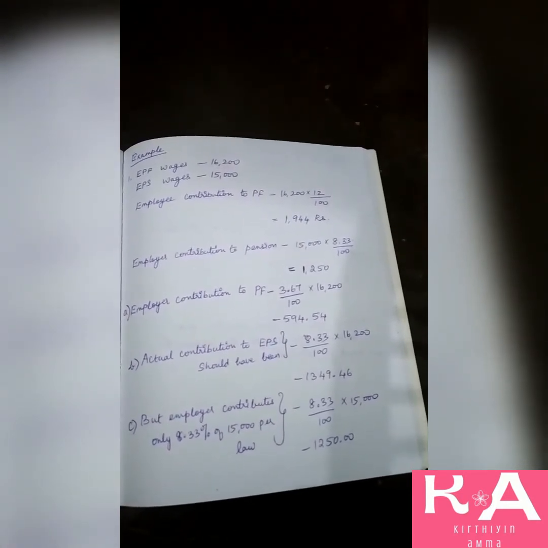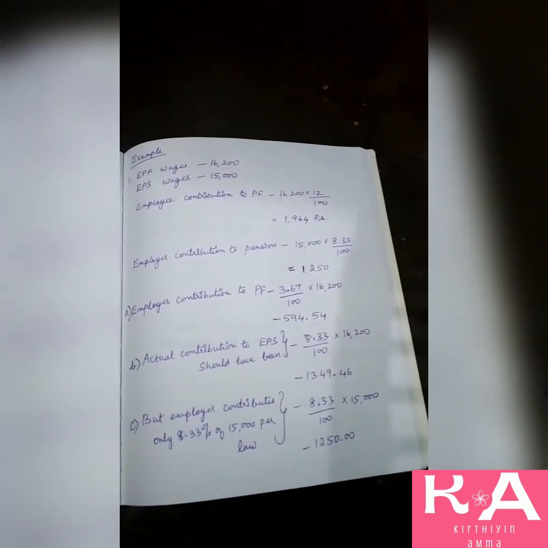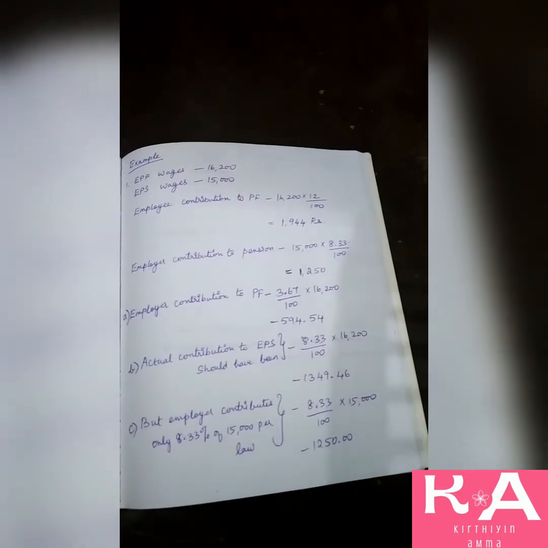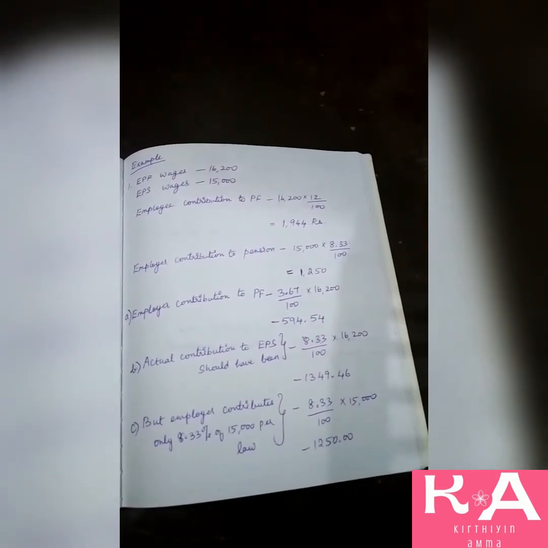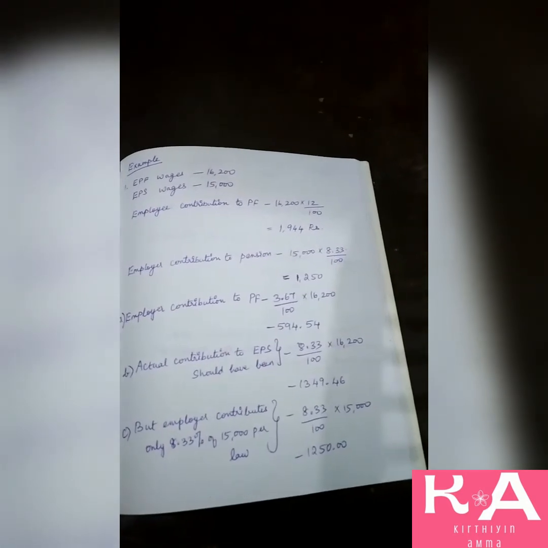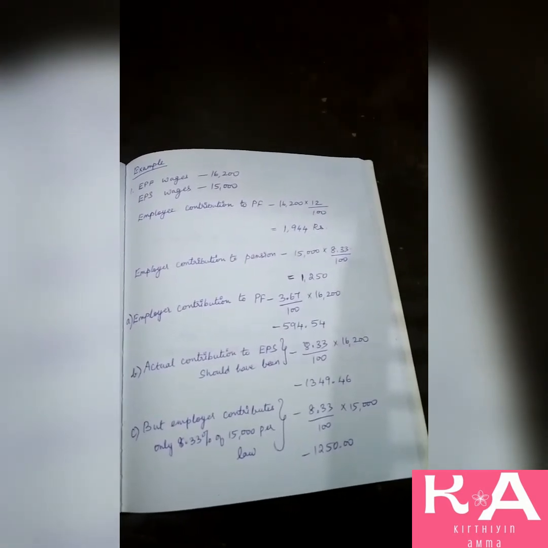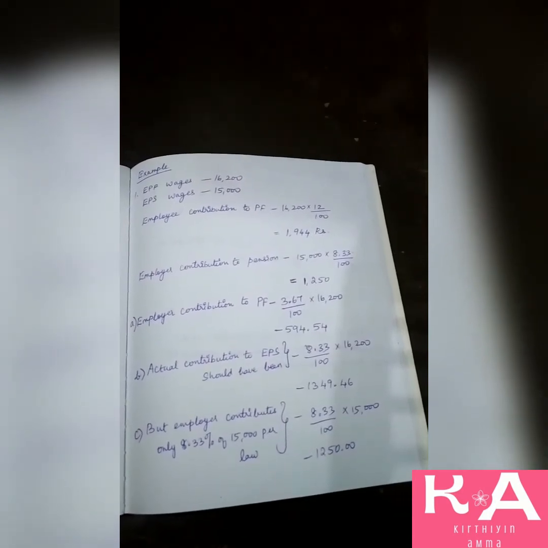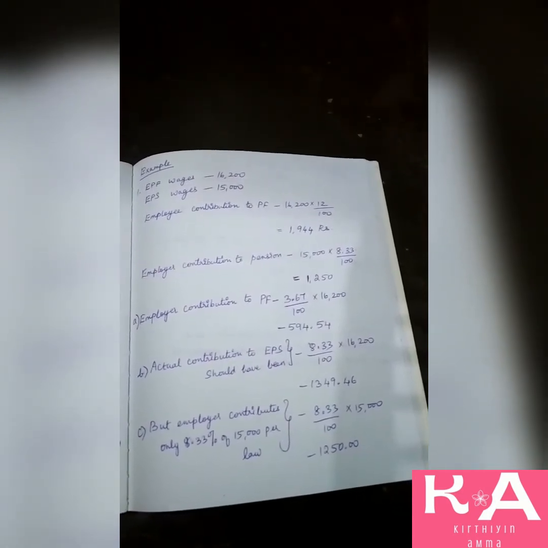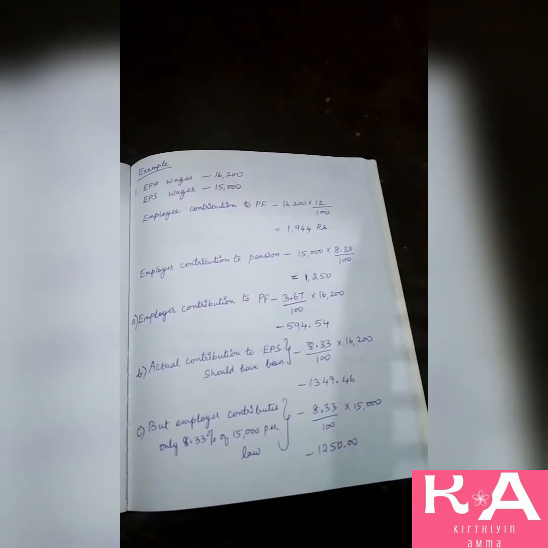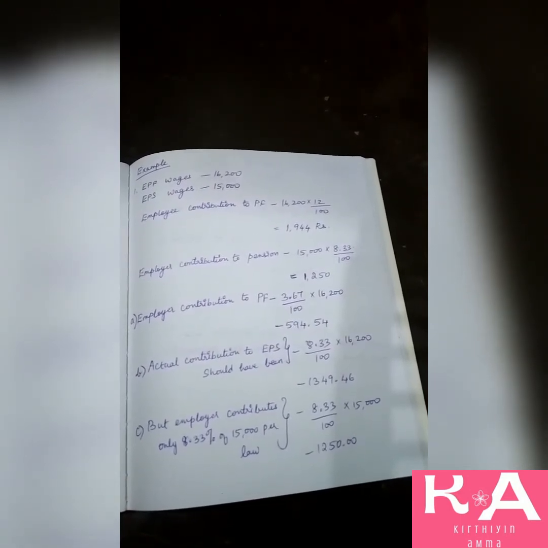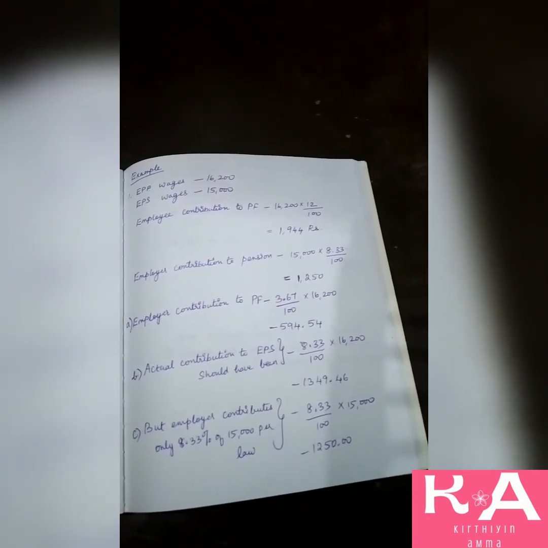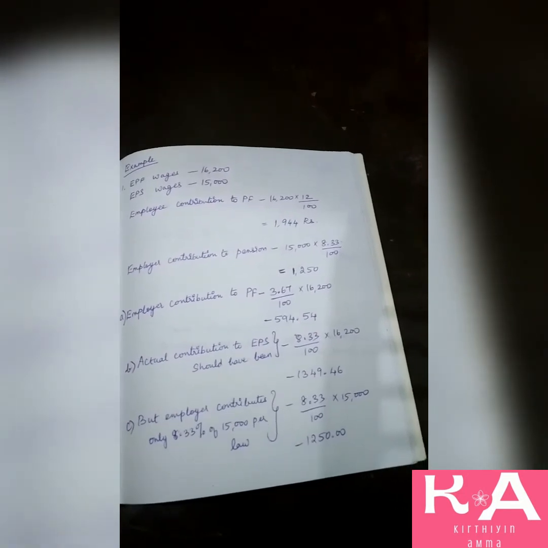1,250, right? So this is the difference: the actual contribution should have been 1,349.46, but as per law he can contribute only 1,250 to the pension scheme. So this difference amount now goes to the PF contribution, that is, it gets added up to 594.54, which is 595. Okay, so this gets added up to that amount.